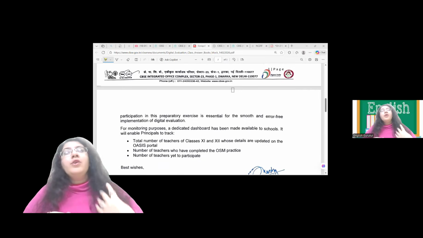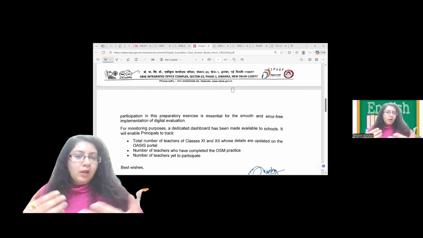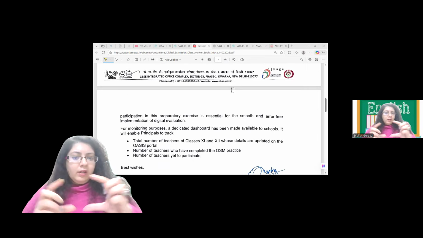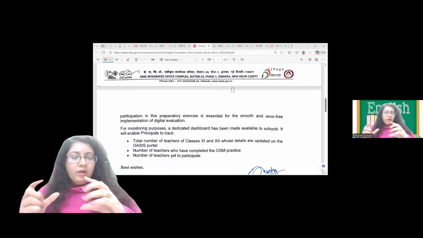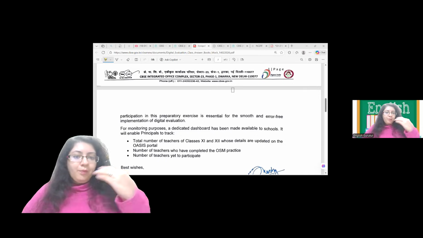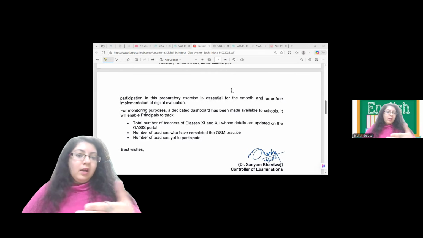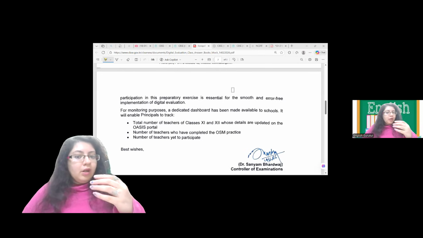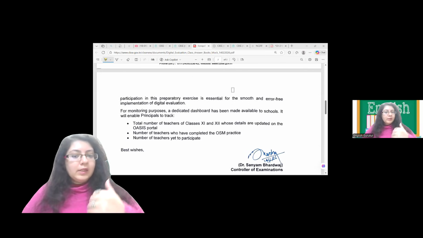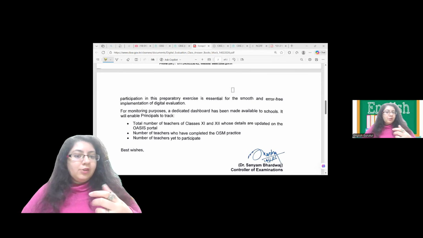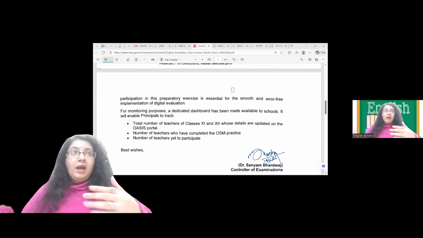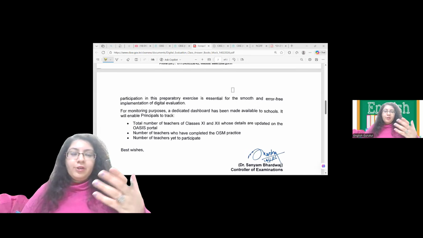For looking into what is happening and how the system is working, a dedicated dashboard has been made available to schools. It will enable principals to track the total number of teachers of classes 11 and 12 whose details are updated on the OSS portal. They would have access to the number of teachers who have completed the OSM practice. So they would be keeping a track.